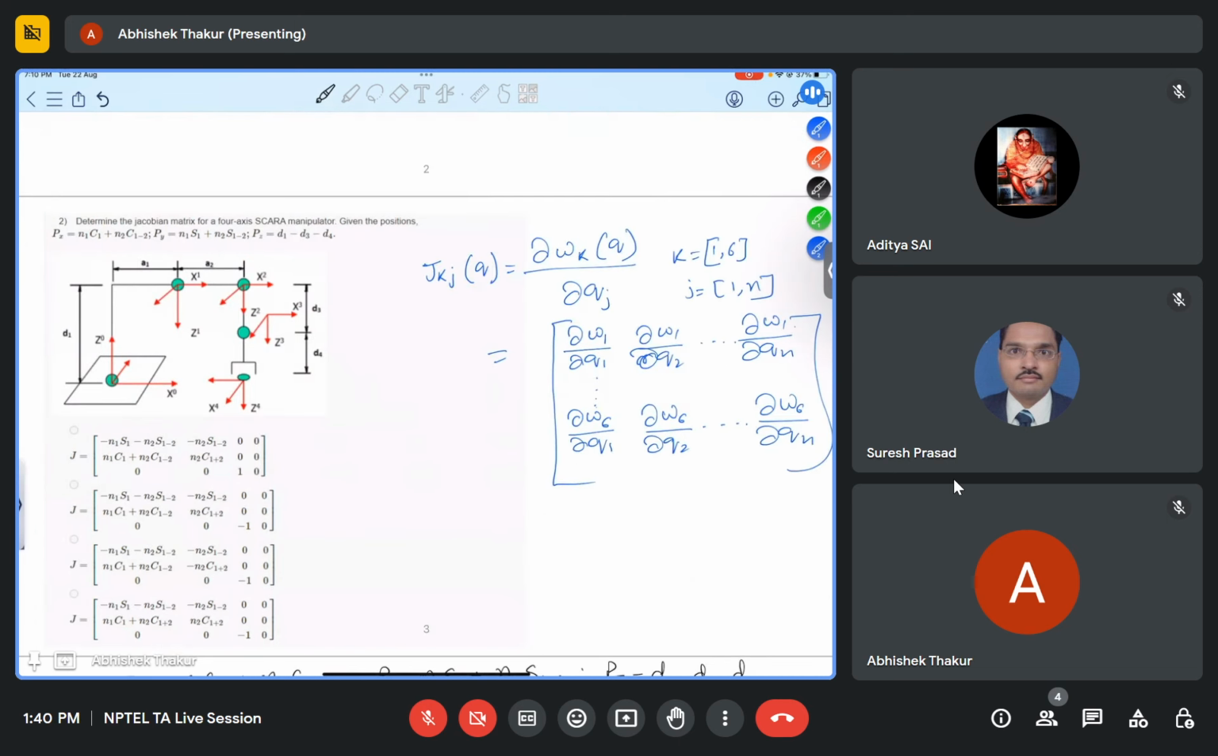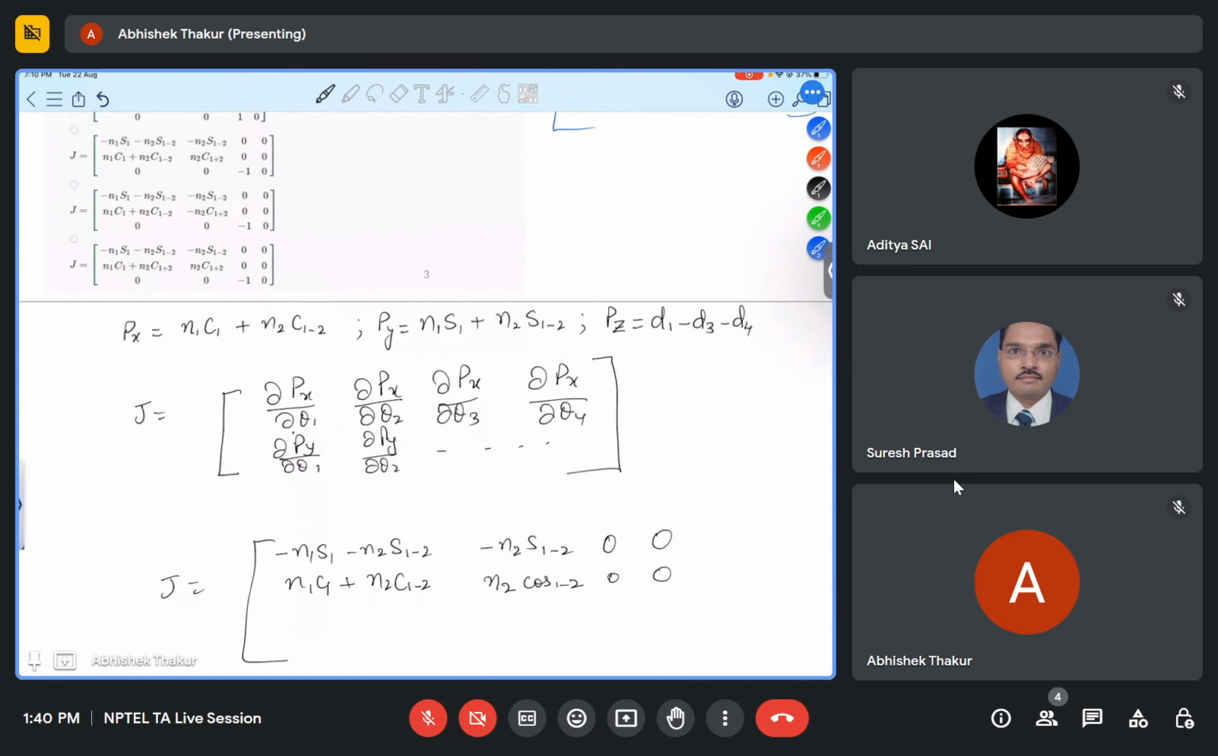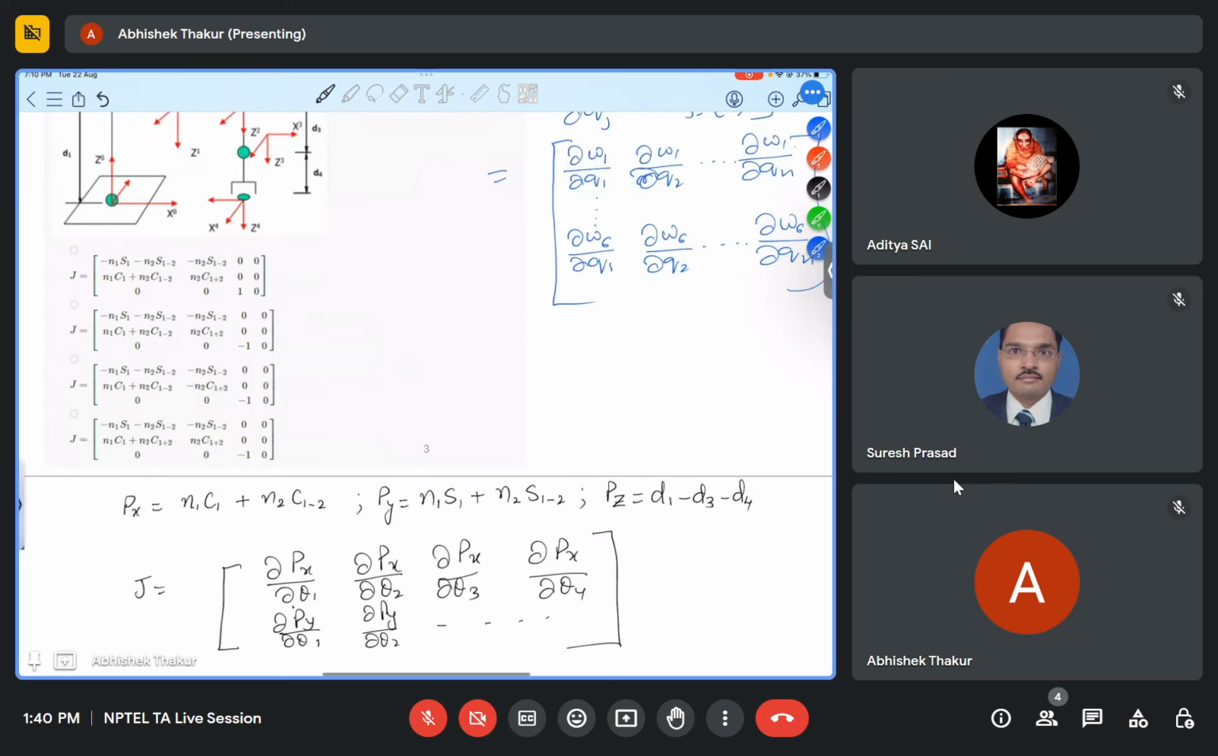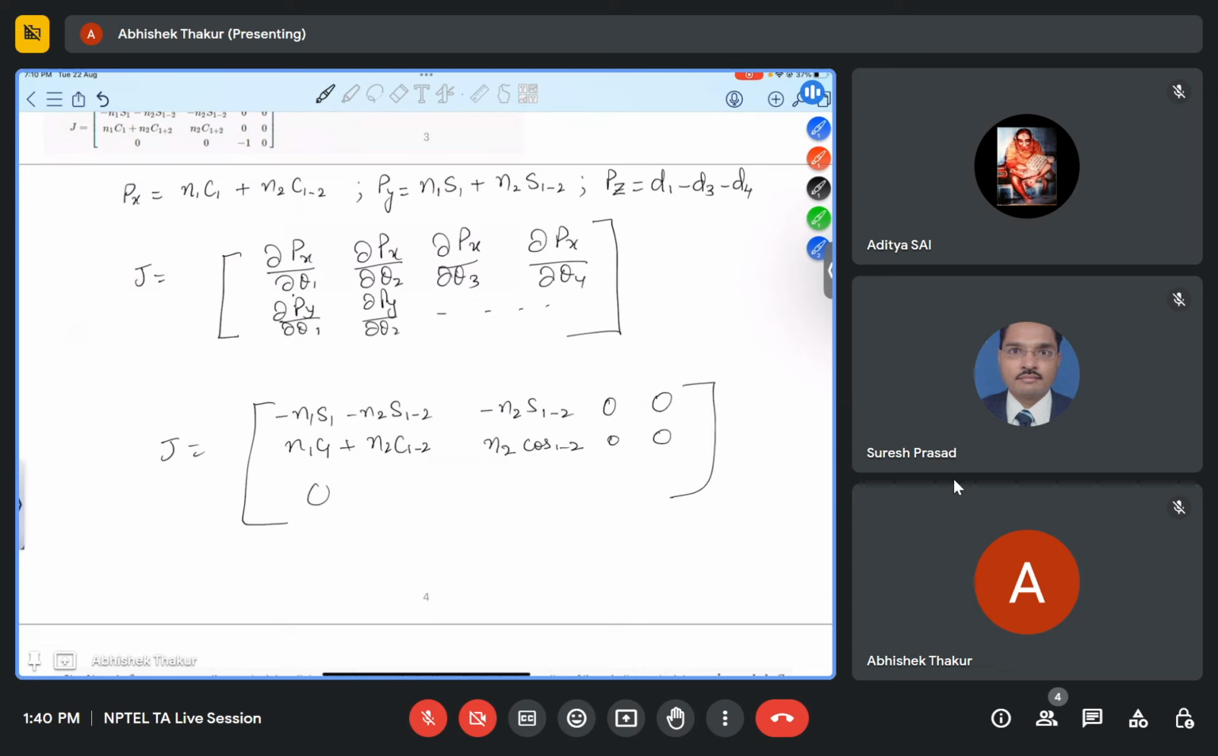Similarly, for the last one, it will become 0, 0, minus 1, and 0. So there are four terms only. So this is the third one.